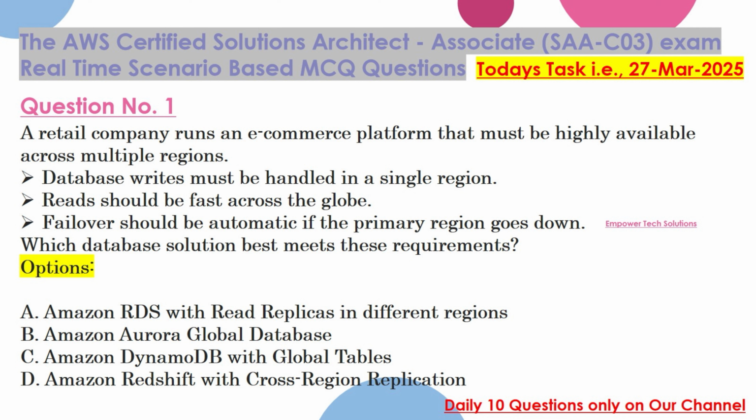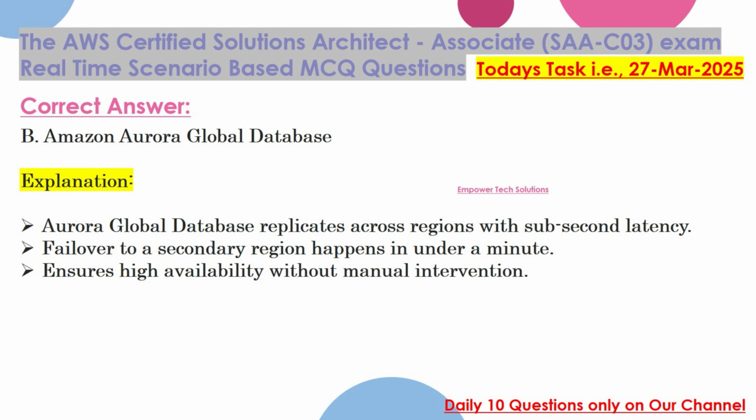Options: A. Amazon RDS with read replicas in different regions. B. Amazon Aurora Global Database. C. Amazon DynamoDB with global tables. D. Amazon Redshift with cross-region replication. Correct answer: B. Amazon Aurora Global Database.